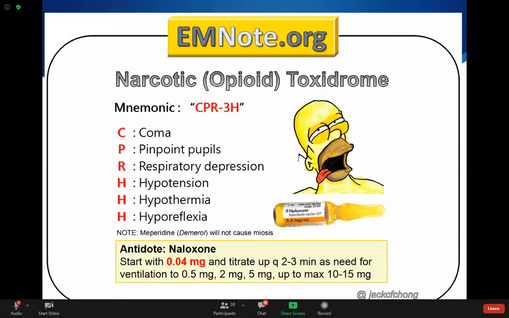Most opioids will give you decreased level of consciousness with that. And a lot of them will give you pinpoint pupils or small pupils, but not all of them. So watch the respiratory rate if you're suspecting opioid toxicity. They can cause hypotension, hypothermia and hyporeflexia. But the most important to watch for is respiratory depression, and that's what kills the patient.